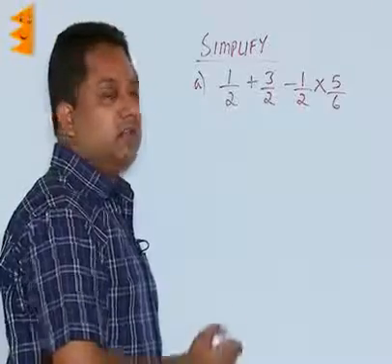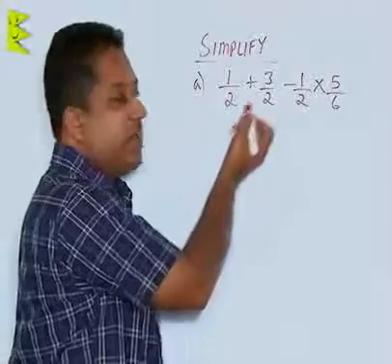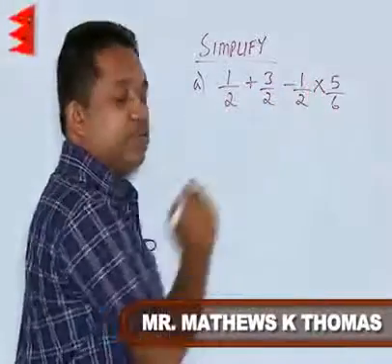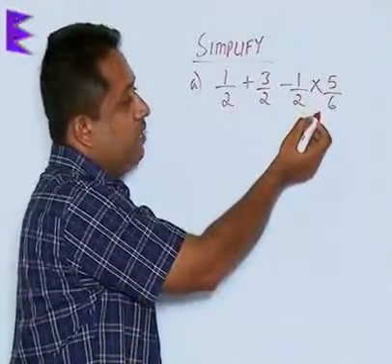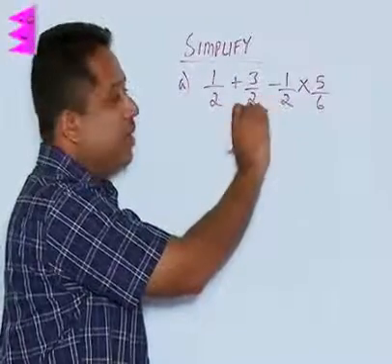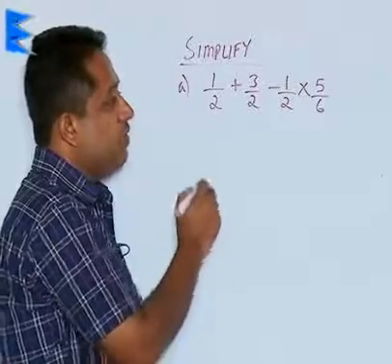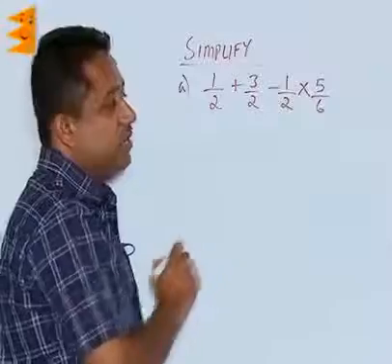Now let's consider some questions where there are many operations in the same question. We have an addition sign here, a subtraction sign here, and a multiplication sign here. And we find that we will have to take out the LCM in case of addition and subtraction, and the multiplication we have seen we can do directly. Now what are we going to do first? Are we going to add first, or subtract first, or multiply first?